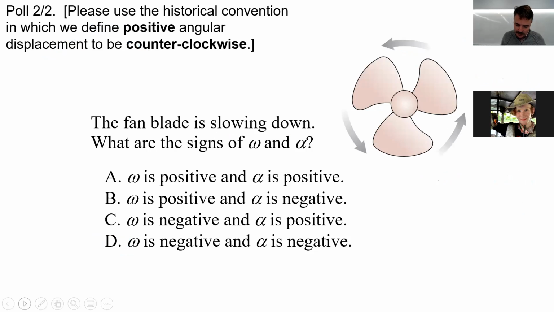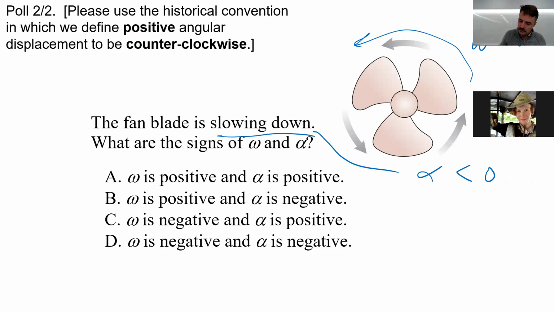And here the fan blade is slowing down, but again, it's going counterclockwise. So omega here is positive, and it's slowing down. That means that alpha is going to be less than 0, right? If omega is greater than 0. So omega is positive and alpha is negative. That's what I was looking for there.